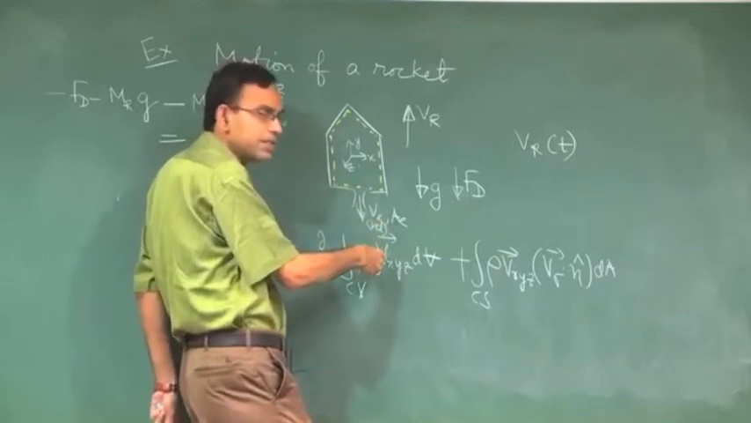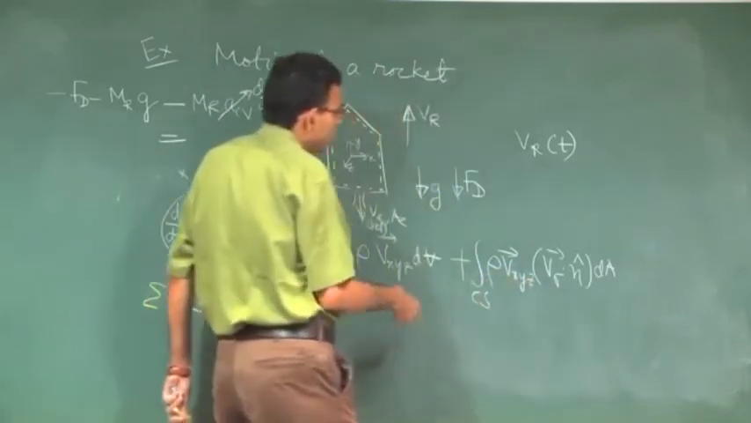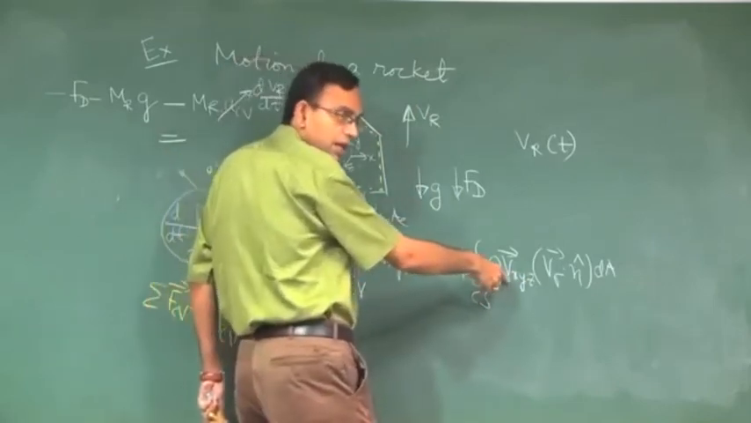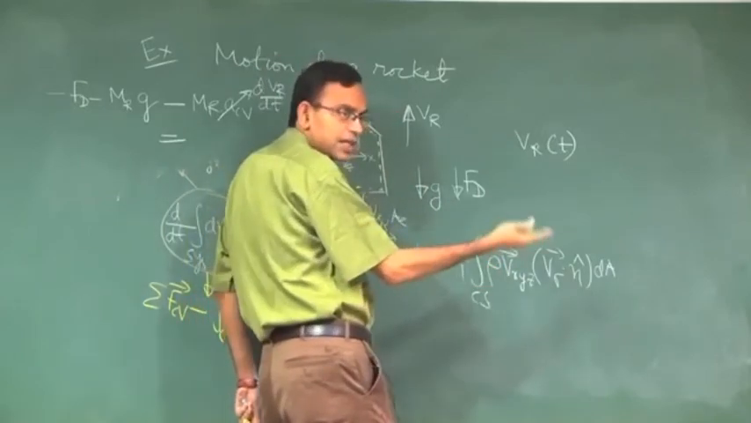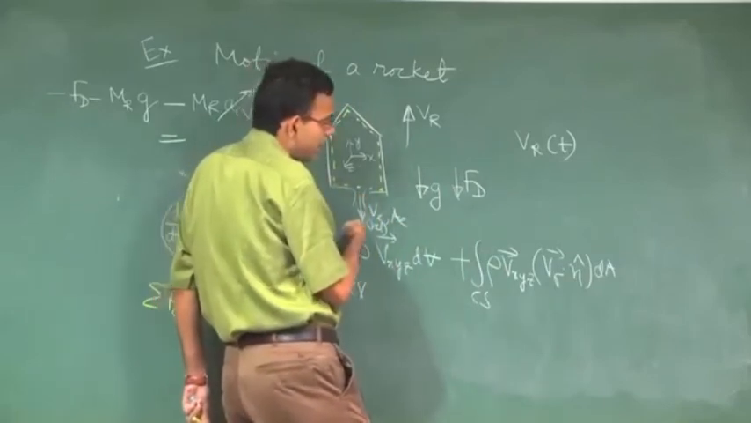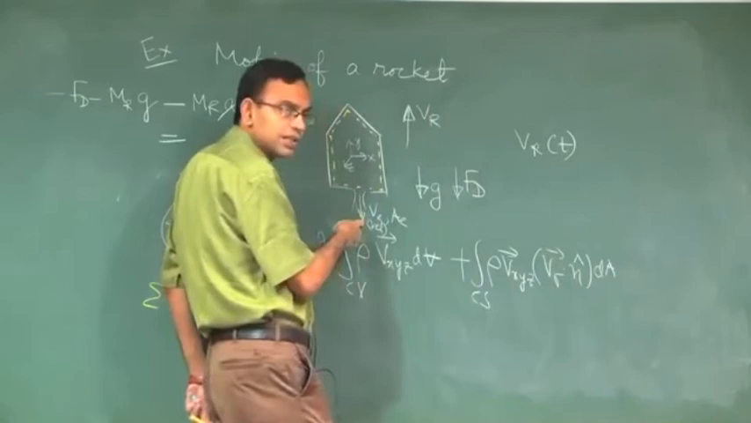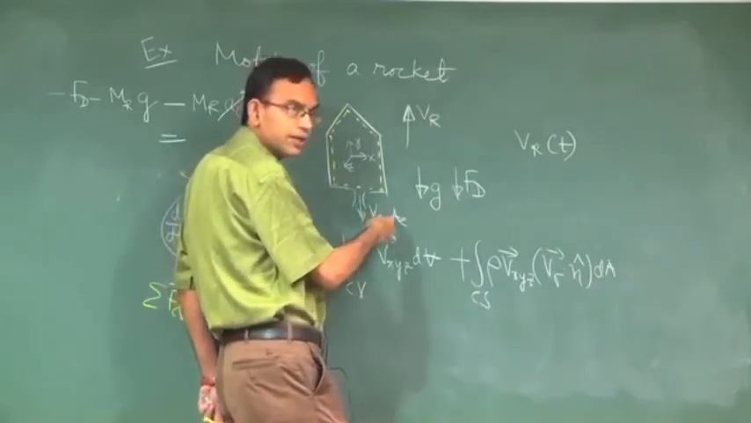So, this term is 0 inside the rocket, and what is this term here? This is minus VE. It is a one dimensional problem, so the vector becomes a scalar with plus or minus. So, this is minus VE, and this V dot eta is positive because it is outflow. So, minus rho AE into VE square.